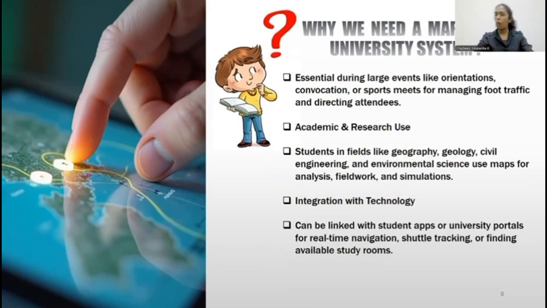Now, let's see why we really need a map for a university system. A university is a place where thousands of students, and also the staff members, gather every day. Maps are essential during large events like orientations, convocations, and sports meets, for managing foot traffic and directing attendees. We, as fresh undergraduates, faced this struggle. So this experience led us to create this kind of a map.